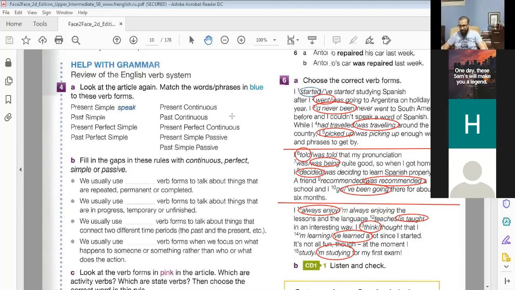I've started studying English after I went to Argentina on holiday last year. But it's already chosen. Started as start, yeah. Yeah, and also because you have after. Do you get the idea? So you have the word after. You need the past simple here. After I was going to Argentina.